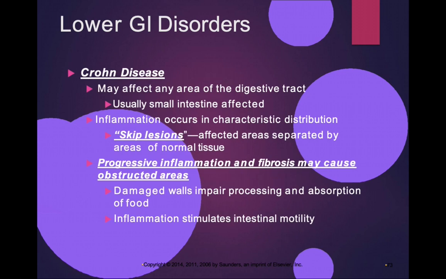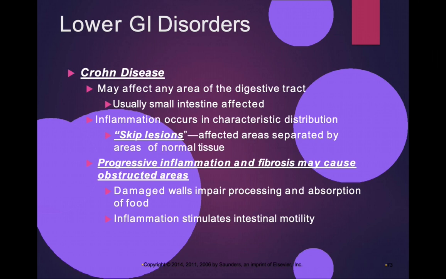Let's look at Crohn's first. It can affect any area of the GI tract, but most commonly it affects the ileum. Okay, remember duodenum, jejunum, and ileum. The inflammation occurs in characteristic distribution. They have these skip lesions. These are affected areas that are separated by normal tissue, so it skips and then it targets another area, and then it skips and then it targets another area.